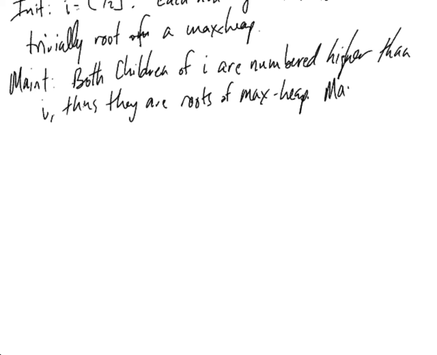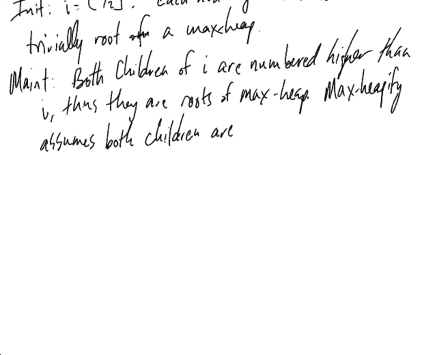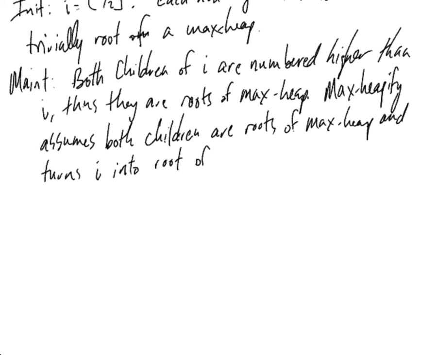The function max heapify assumes that both children are roots of a max heap, and the function turns node i into the root of a max heap. So if max heapify is correct, then this maintenance step is valid. And then we have termination, and it simply iterates floor of n over 2 times.